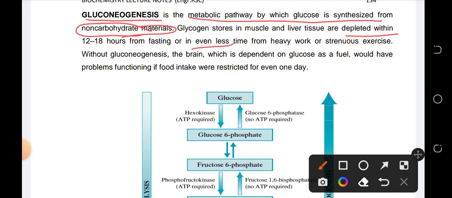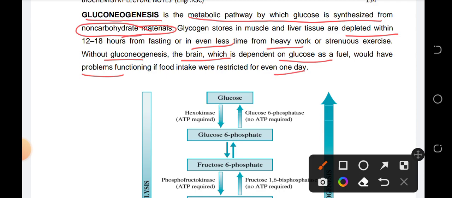So glycogen stores in muscles and liver are depleted within 12 to 18 hours from fasting or in even less time from heavy work or strenuous exercises. So without gluconeogenesis, the brain, which is dependent on glucose as a fuel, would have problems functioning if food intake is restricted even for one day.